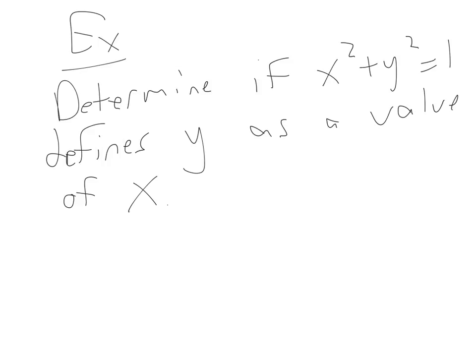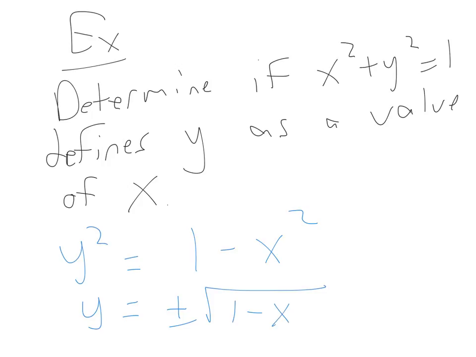Alright, here's another example. Determine if x squared plus y squared equals 1 defines y as a function of x. Alright, let's solve it for y and see what we get. So you should get that y squared is equal to 1 minus x squared. So since we're solving for a variable, you would need to take the positive or negative square root. Now if you notice, for each x value you plug in, you would get two separate values of y. That means each x maps to more than one y value from -1 to +1. So the answer would be no.